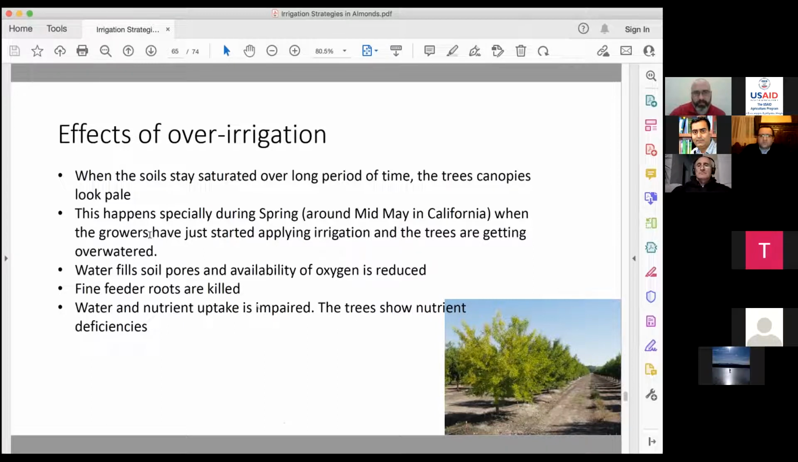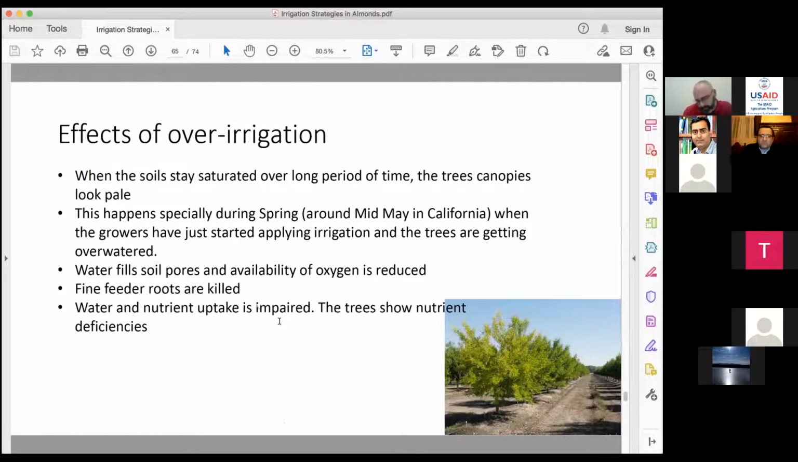The over irrigation can have, in spring in California, we have seen that over irrigation happening when the growers just start applying irrigation and the trees are getting overwatered. We talked about that scenario. When over irrigation happens, the water fills the soil pores, and the availability of oxygen is reduced, and the fine feeder roots are killed. Water and nutrient uptake is impaired.